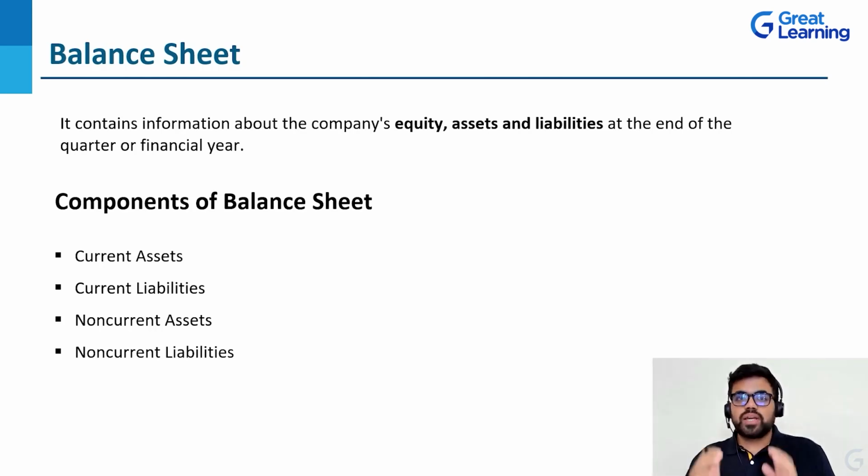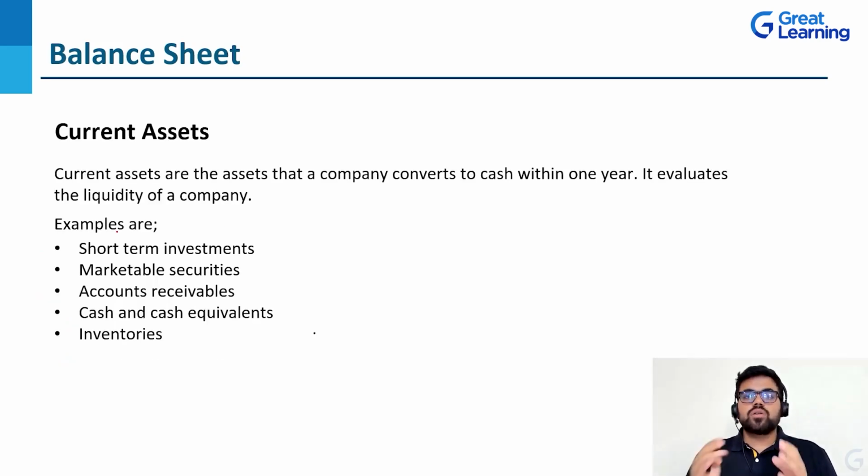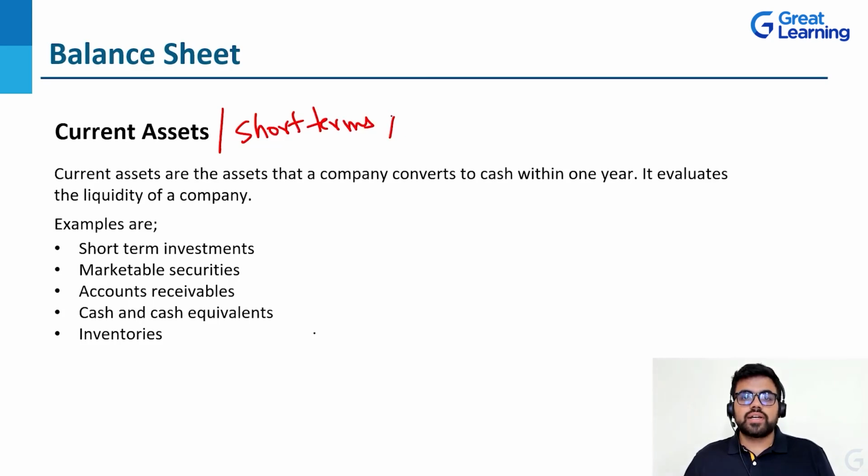The four major headers in a balance sheet that you will find are current assets, current liabilities, non-current assets, non-current liabilities, and also the equity part. First, we'll talk about current assets. Current assets are something that the company can convert into cash within a year. They are also known as short-term assets because they are readily available within a year.